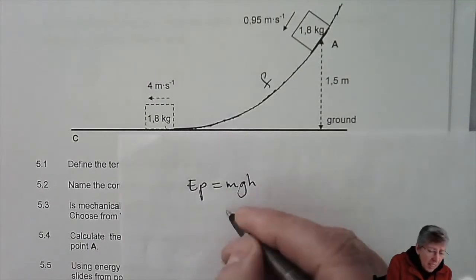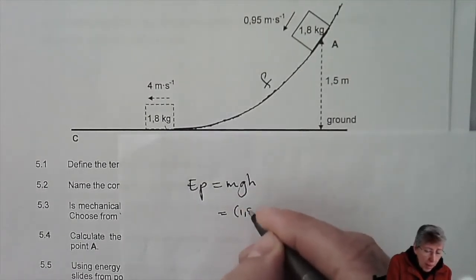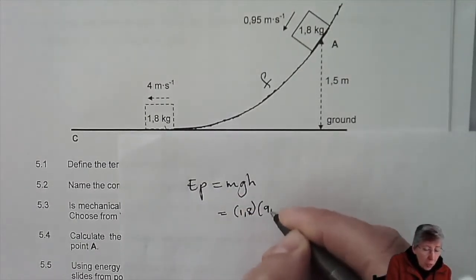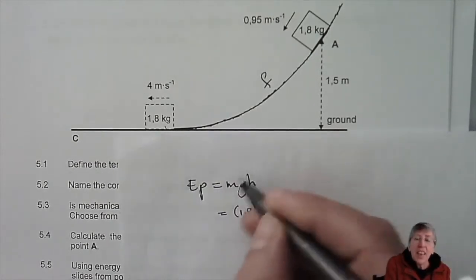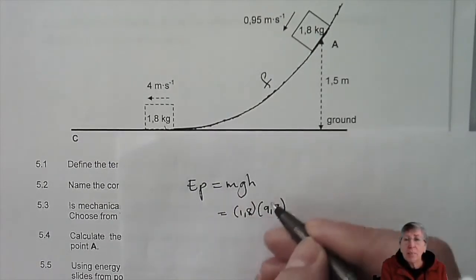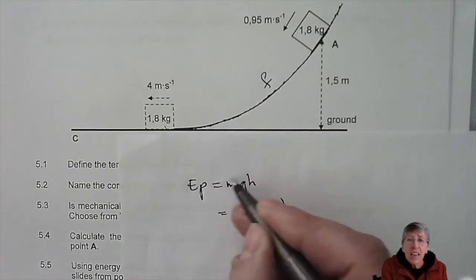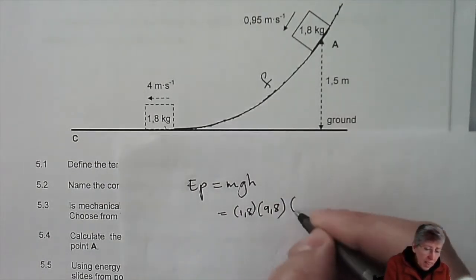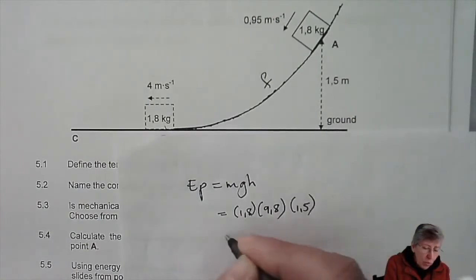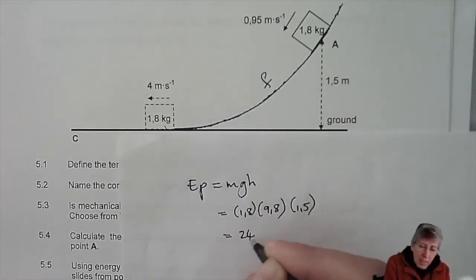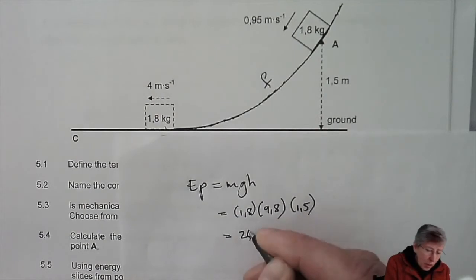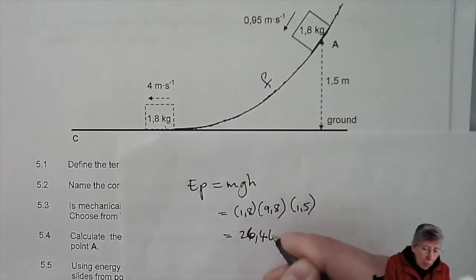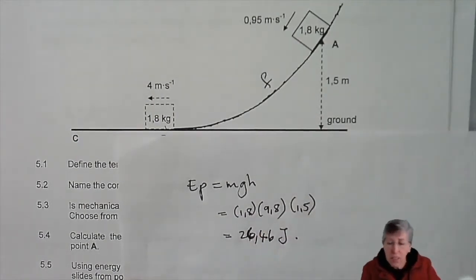And they give us the mass of that object. It's 1,8. We have the g, which is 9,8. And remember, this is energy. So don't go putting plus and minus over there. In an energy equation, you just use the magnitude, right? And then the height, 1.5. So this was very easy. And it was 26,46 joule, right? 26,46 joule.